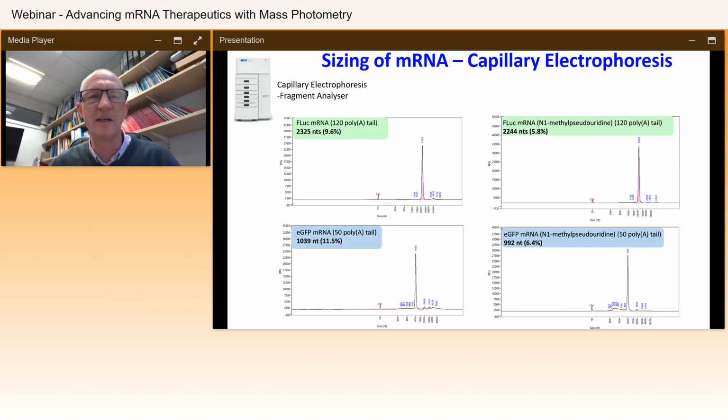And if we do the sizing using capillary electrophoresis, comparing it to an RNA ladder, again, it isn't that accurate. You can see we get two different sizes, whether it's modified or unmodified. And in both cases, the mass error was greater than 5%. So again, for EGFP mRNA using capillary electrophoresis, dependent on whether the EGFP is chemically modified or not, we get two different answers from the sizing. And the mass accuracy for these two examples was again above 5%.